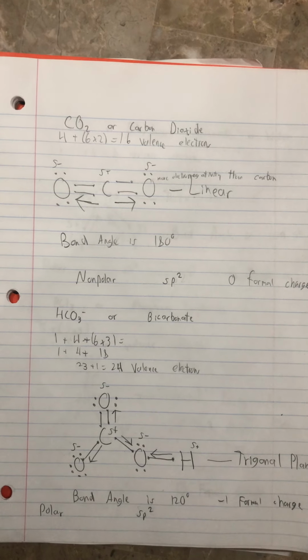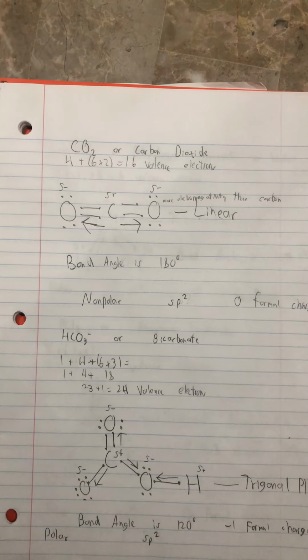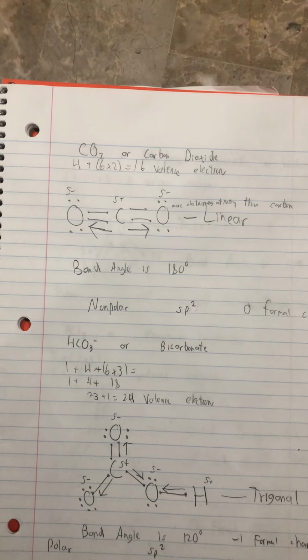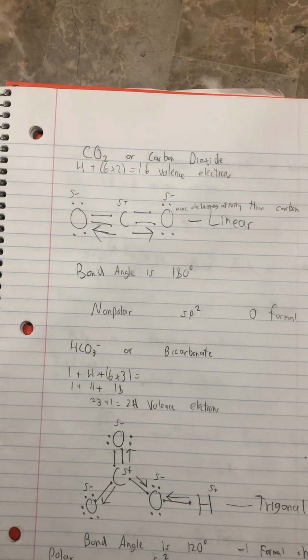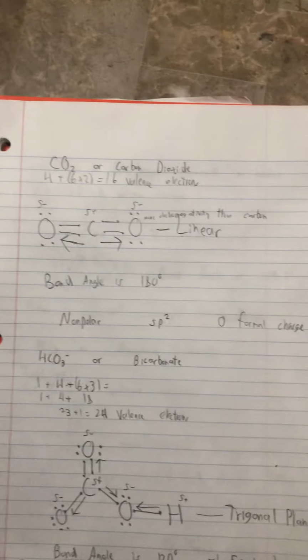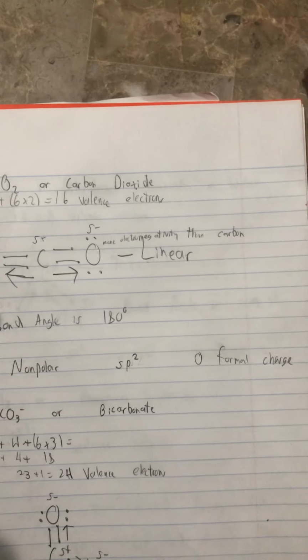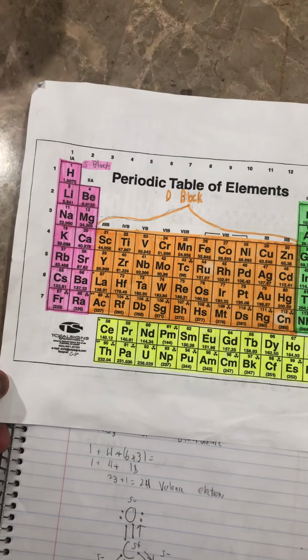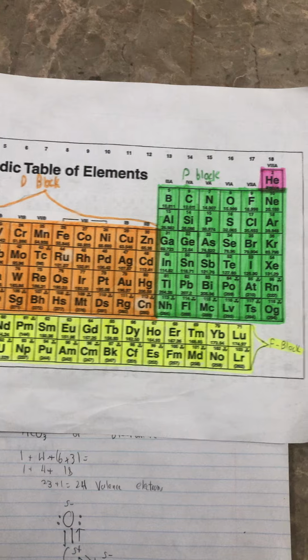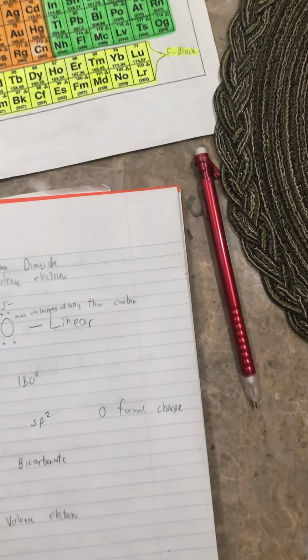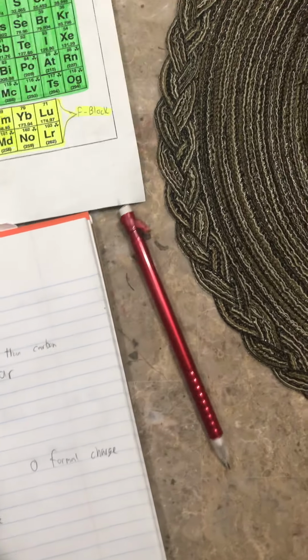Hello class. The first molecule that I chose was CO2, or as its name is, carbon dioxide. So for the total valence electrons, first, I went based off this group. I color coded mine just to help me. But anyways, I did it off the C.